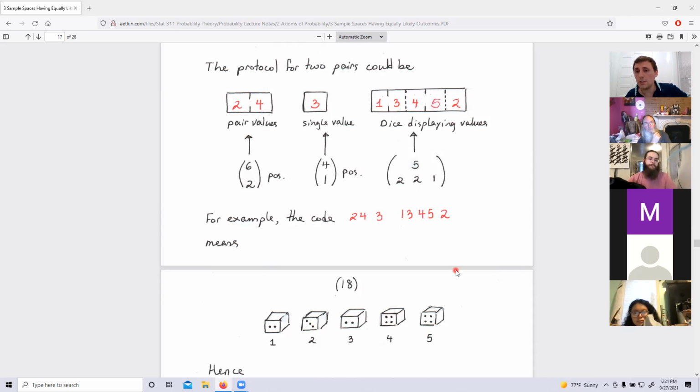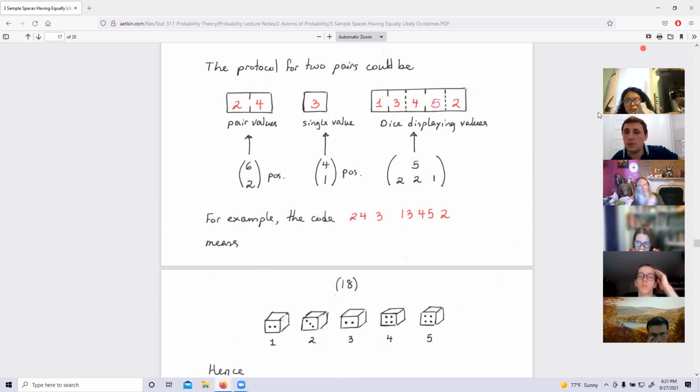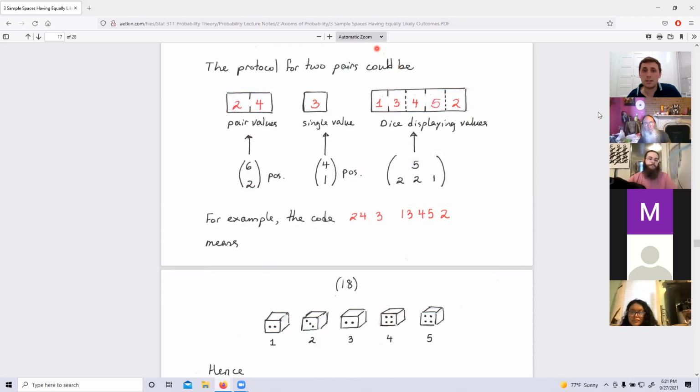Now, that only tells me which values are displayed and how many times each value is displayed. I know 2 dice are displaying the number 2, and I know 2 display the number 4. And I know 1 die displays the number 3, but I don't know which ones yet, yes? So then in the next box, I tell you which one displays which category.